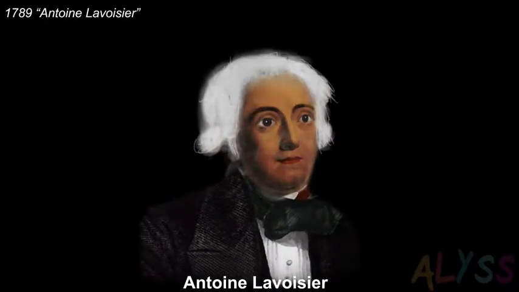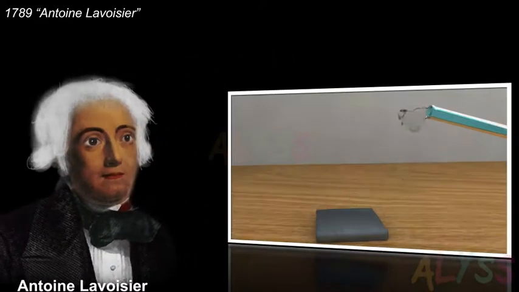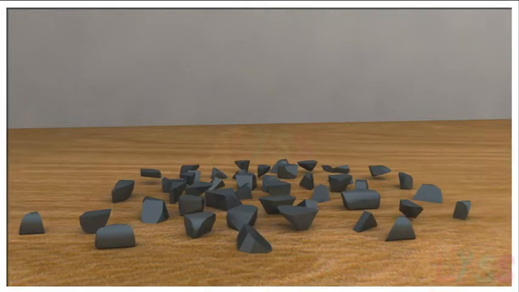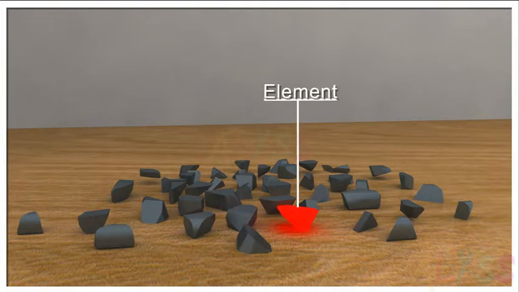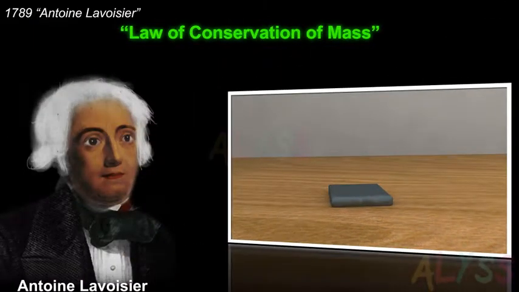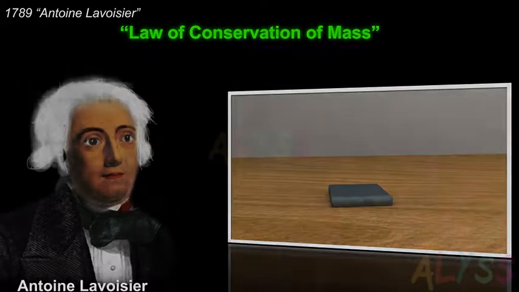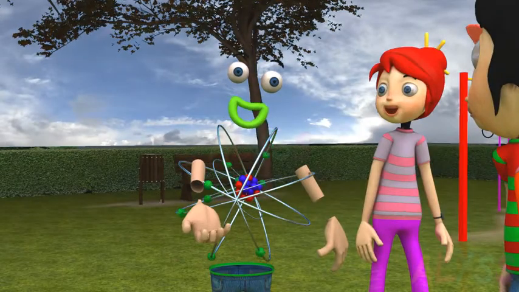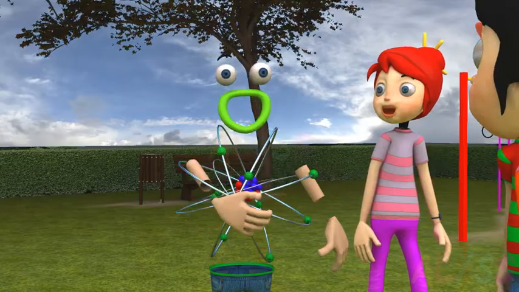Suddenly, in 1789, Antoine Lavoisier announced that he found the basic substance that constituted matter. He called it an element. He said, "It is the basic unit and could not be broken down further." He also gave the law of conservation of mass. Being a chemist, and with the availability of tools, he actually could not go further.